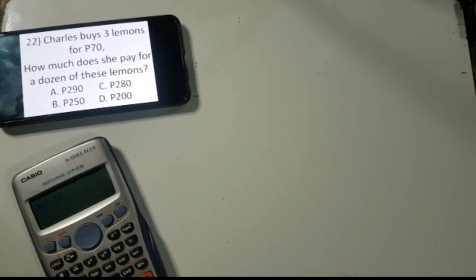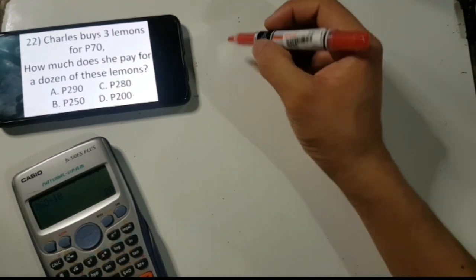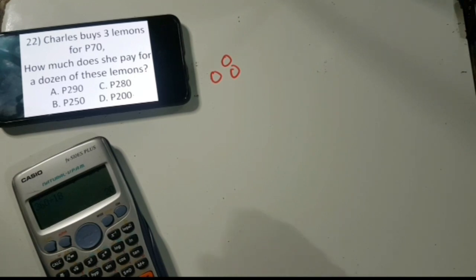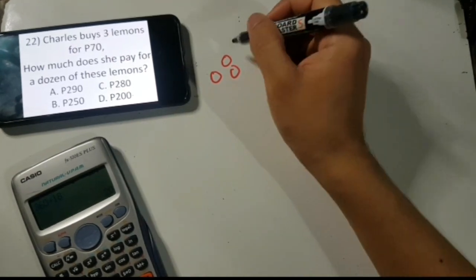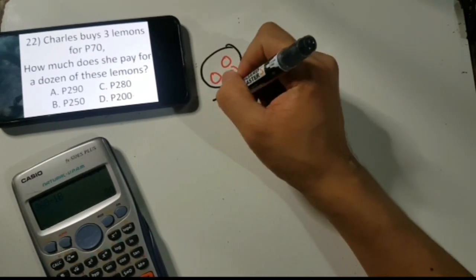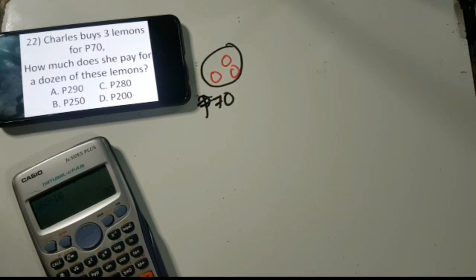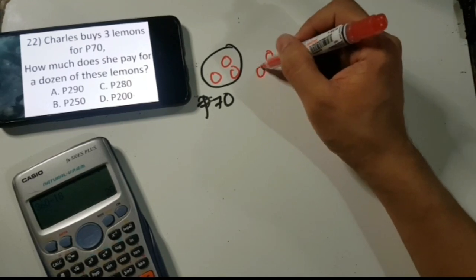Okay? So, mag-drawing tayo ng 3 lemons muna. So, let's say ito yung 3 lemons. Okay? Sabi, ito daw ay 70 pesos. Tapos, ang tinatanong, magkano daw yung isang dosena? So, ilan ba yung lemons? Or ilan ba yung nasa isang dosena? That is 12. So, drawing pa tayo.